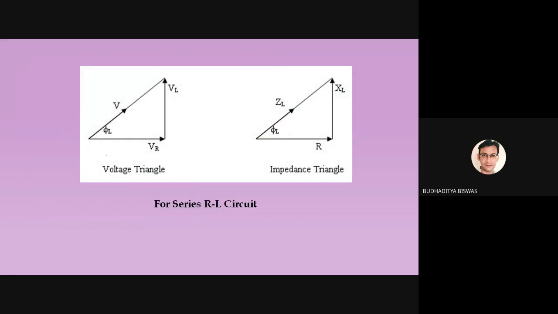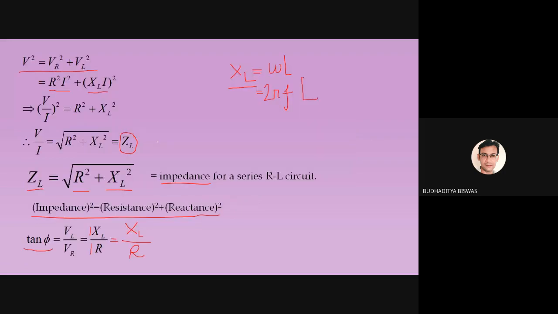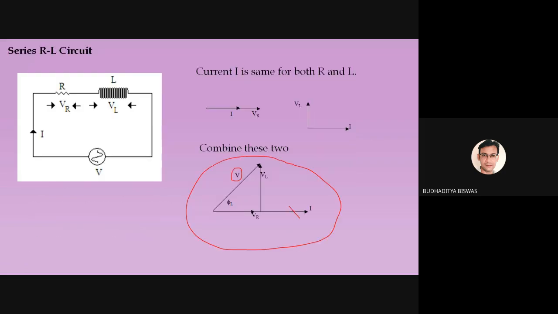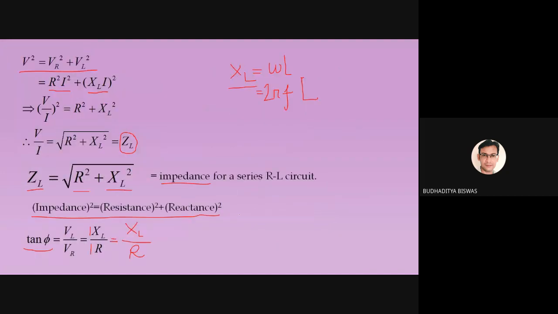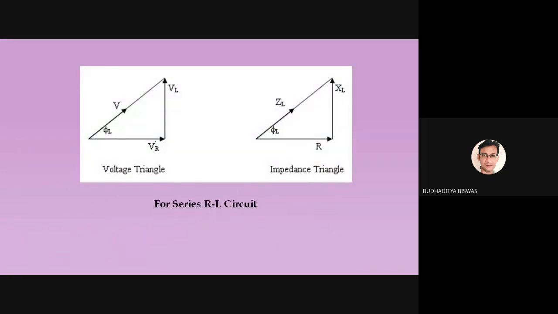And this is the voltage triangle, and this is the impedance triangle. So what is the voltage triangle? From this figure, if you remove the current I, it is called the voltage triangle. Then only the voltage will remain in the circuit. You see, this is the voltage across the resistance, and this is the reference. This is VL, which is leading.